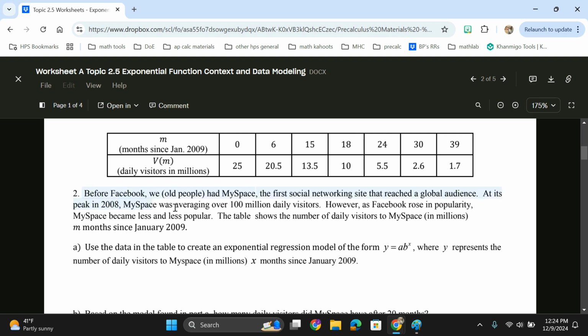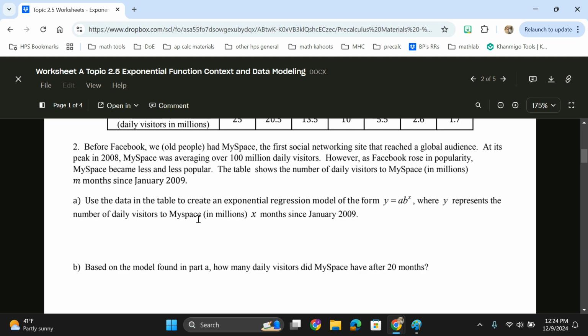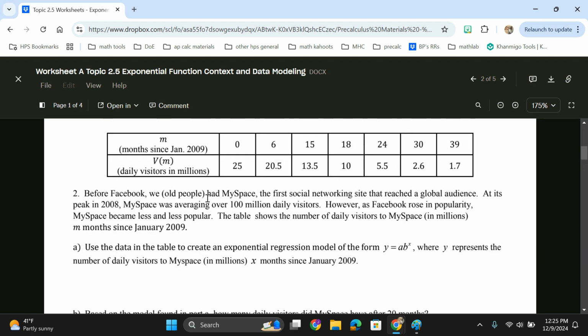So let's answer this. Before Facebook, we, old people, had MySpace, the first social networking site that reached a global audience. At its peak in 2008, MySpace was averaging over 100 million daily visitors. However, as Facebook rose in popularity, MySpace became less and less popular. The table shows the number of daily visitors to MySpace in millions, M months after January 2009. So, we have some data.